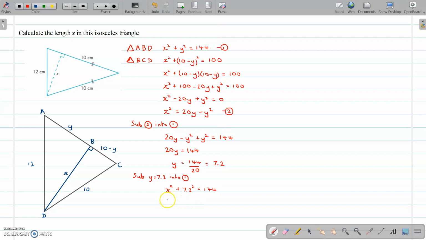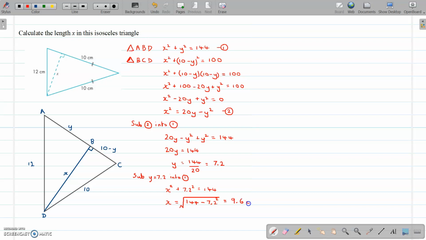Okay, that gives me x. Therefore, if I take away 7.2 squared from both sides and square root everything, I get that x equals the square root of 144 minus 7.2 squared. That's just rearranging the equation immediately above it. Okay, 7.2 squared. And if you put that onto a calculator, that will give you exactly 9.6. Okay, and indeed that is the right answer.